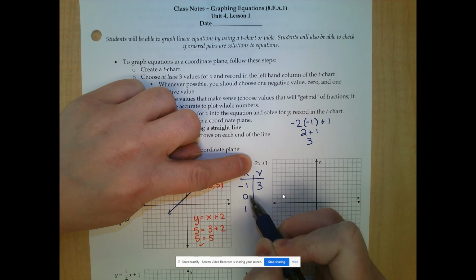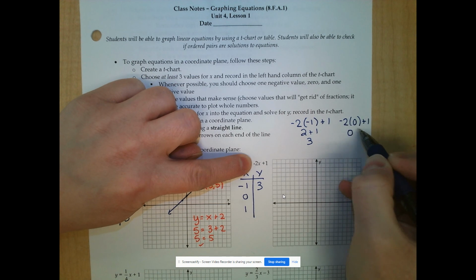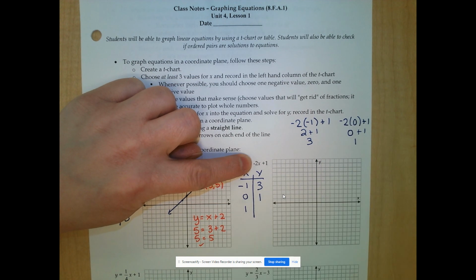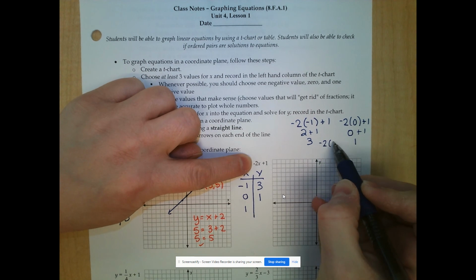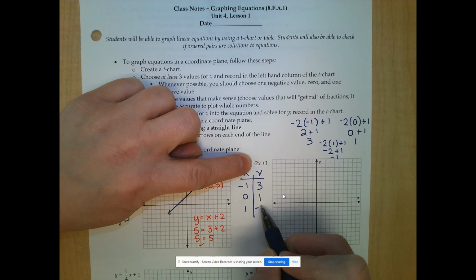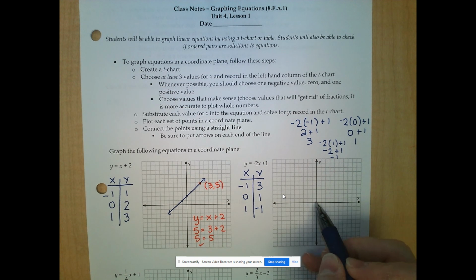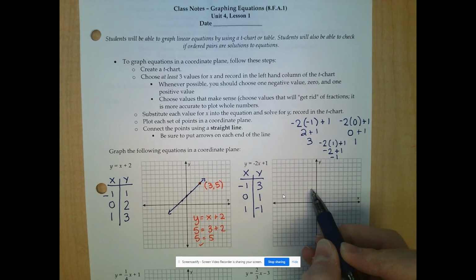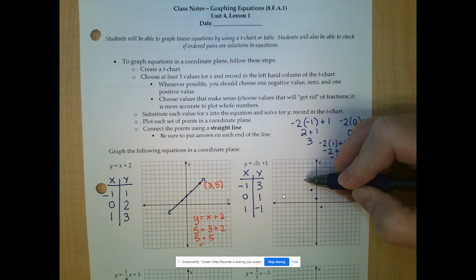If I plugged in 0, that would be -2 times 0 plus 1. So 0 plus 1, the outcome would be 1. And last but not least, if I plugged in 1, -2 times 1 is -2 plus 1 would give me -1 as an output. So I'm going to graph the 3 coordinates. -1 is going to be left 1, up 1, 2, 3. 0 means don't go left or right. And then the y coordinate is 1. And then right 1, down 1. So this one's pointing down to the right.